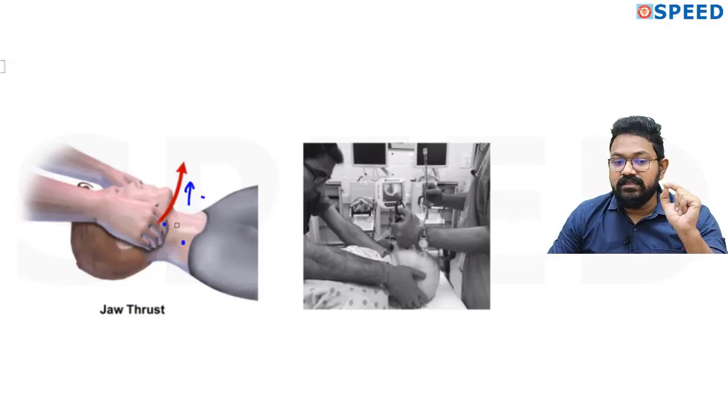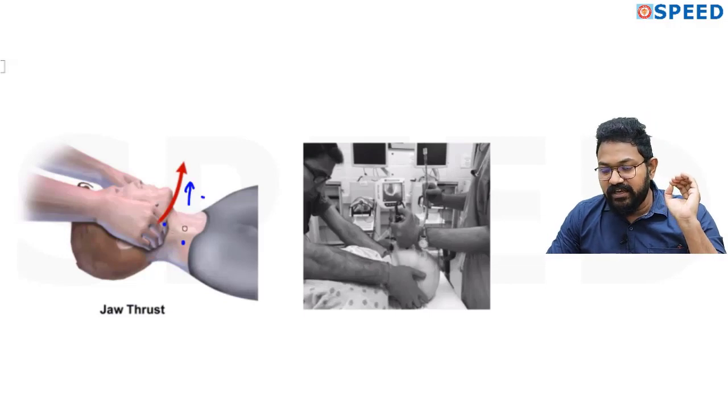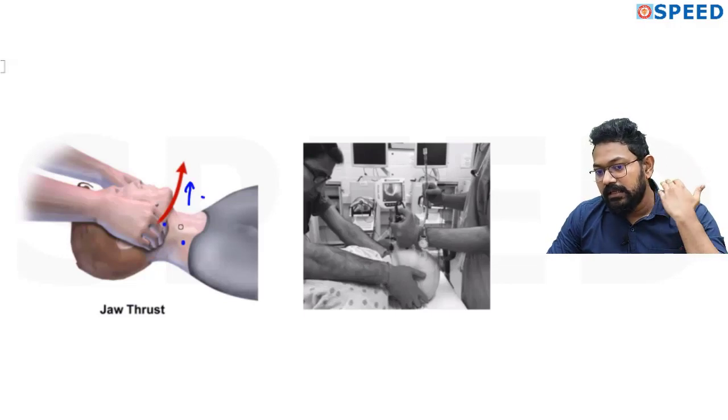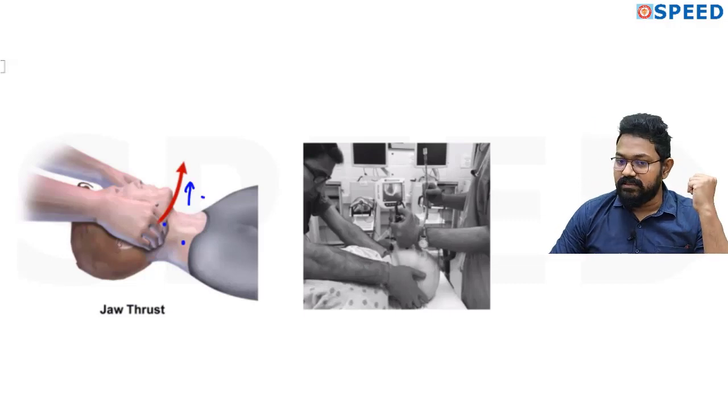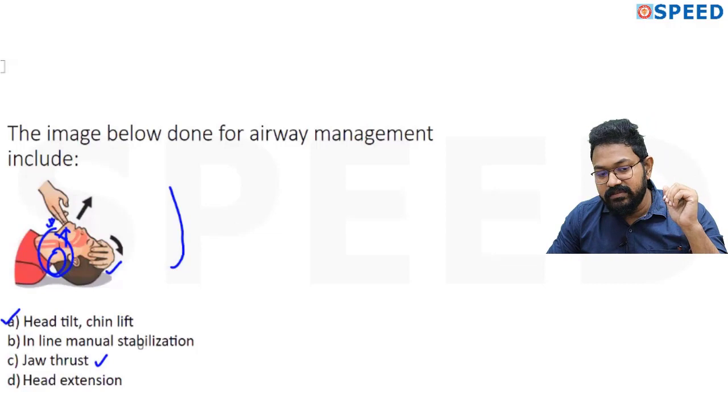This is the difference. All these three contribute something to what is called the triple maneuver, but it is very important to understand that head tilt chin lift is normally performed in any patient without any suspicion of cervical injury. Suspecting cervical injury, you want to maintain an airway, you can go for jaw thrust. Right? There is one more option mentioned here, which is called inline manual stabilization.